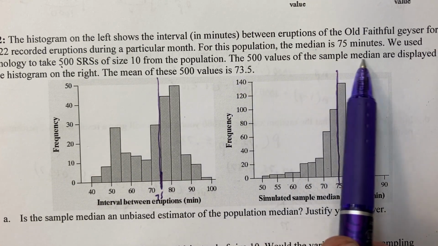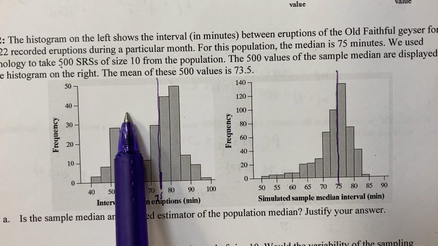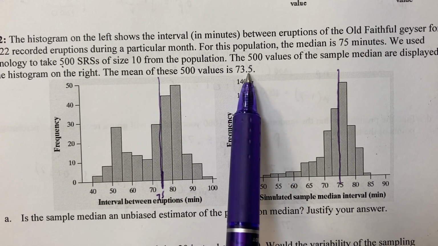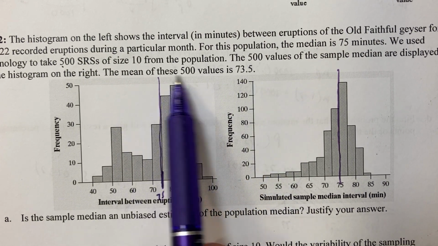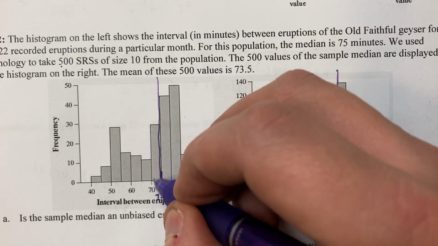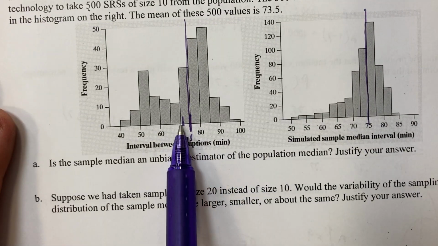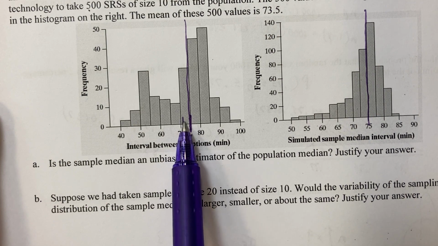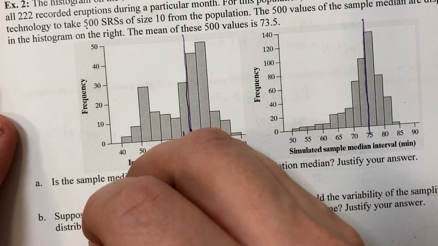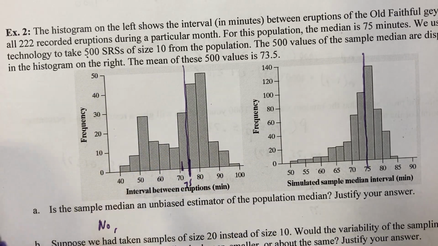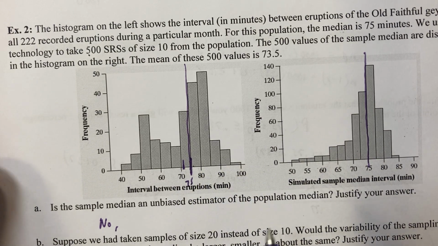The 500 values of the sample medians are displayed in the histogram on the right. The mean of these 500 values is 73.5. So the mean's actually a little bit over. Is the sample median an unbiased estimator? It's close, but technically the median is not right on top of the mean. So I'm actually going to say no. If we're doing 500 samples, they should be right on top of each other. No.